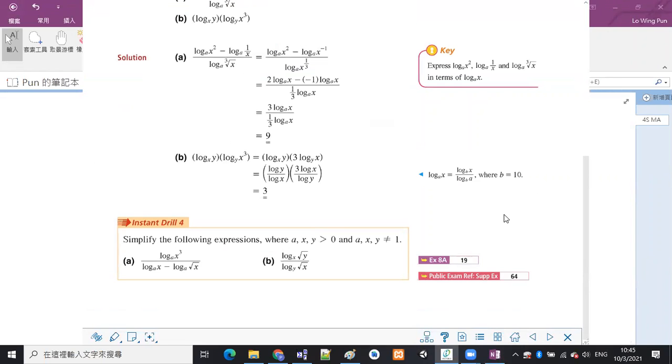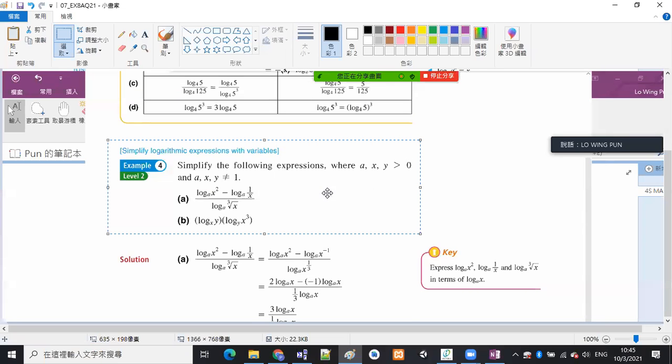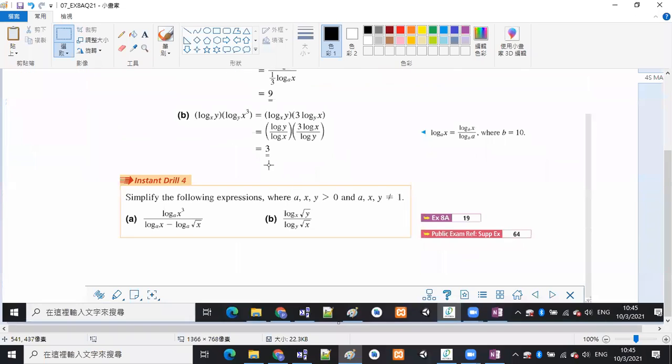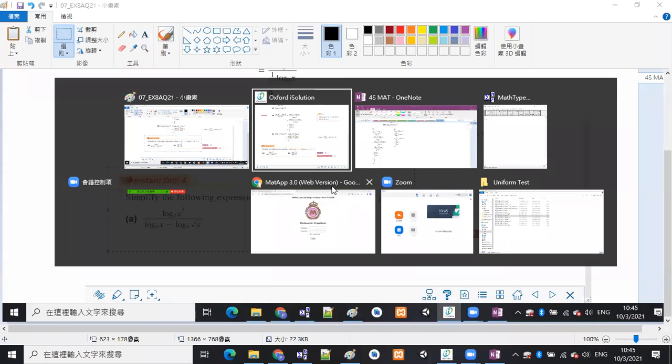drill number 4 now. Instant drill number 4. So I give you 3 minutes again.